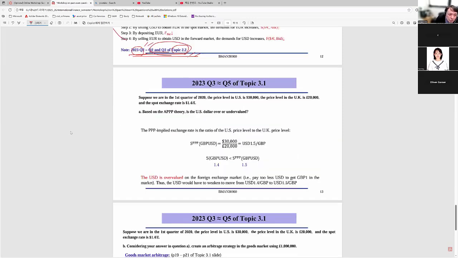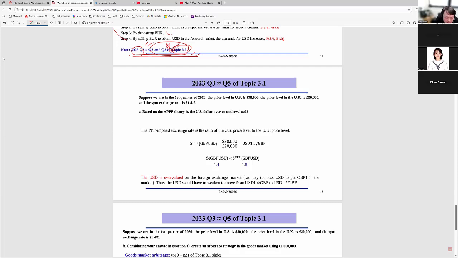So finally, 2023 question 3. This is almost the same as question 5 of topic 3.1 practice questions. Now you may wonder, did I give the same practice questions in 2020 and in 2023? Yes, I gave the same practice question except for, I guess, this one. So what you can see here is my exam question will be based on the practice questions. And sometimes I combine two practice questions to get one exam question.